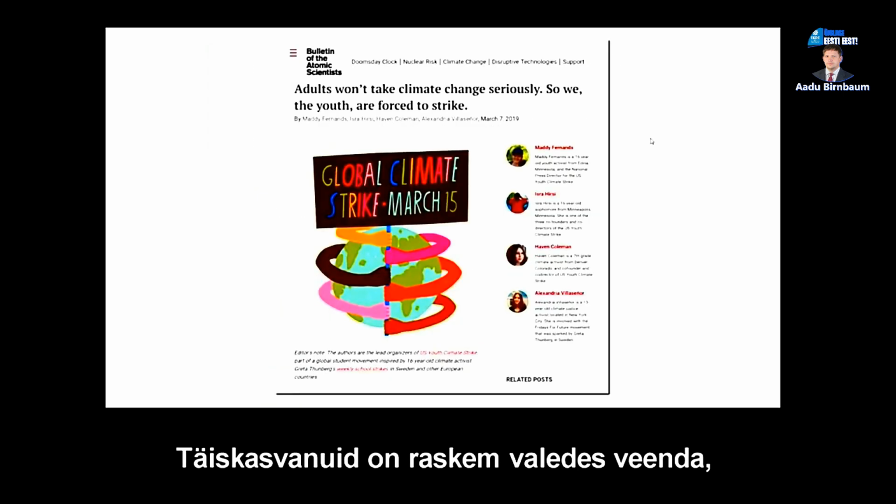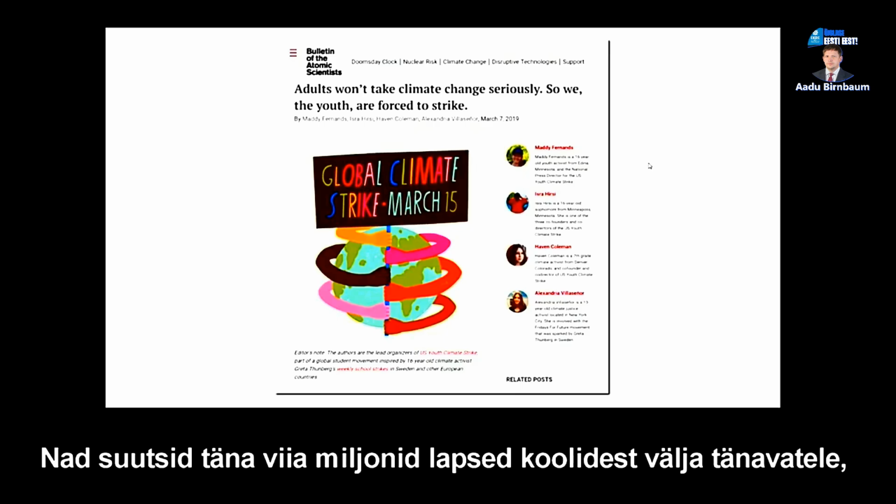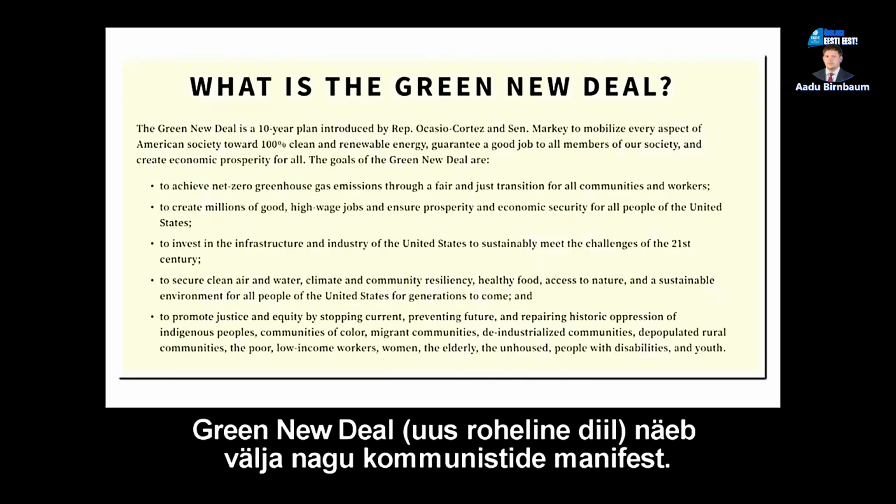It's more difficult to convince adults of their lies, so they've co-opted children who are very innocent and don't know any better. They had millions of school children out of school today as part of their mass propaganda campaign. The Green New Deal reads like the Communist Manifesto.